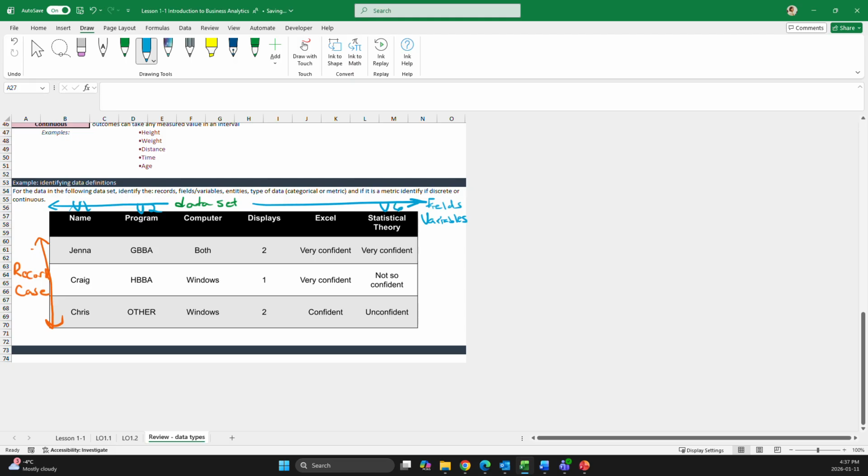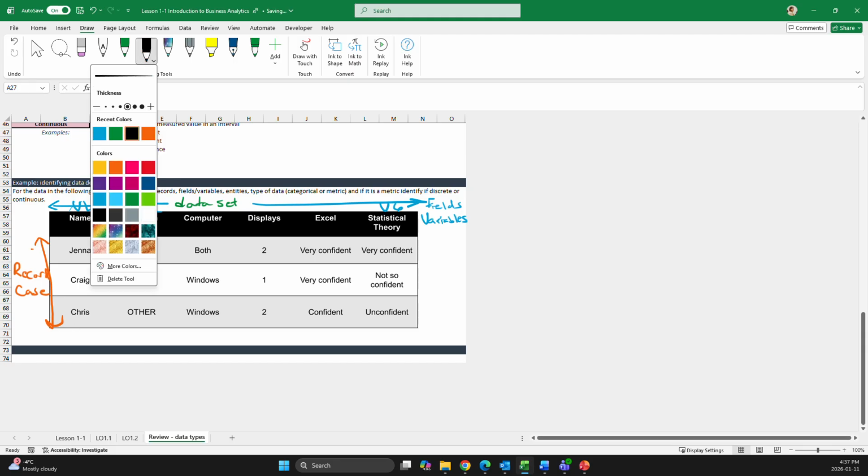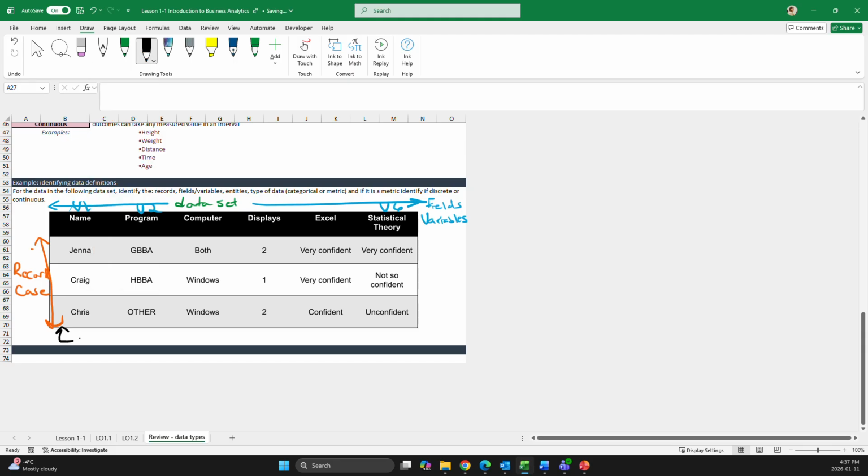Each of the records or cases are for a different person. That's what we call the entities. When I said we're talking about a specific person, place, or thing for which you record information, those are the entities. In our previous course in statistics, we would have called it an identifier variable.